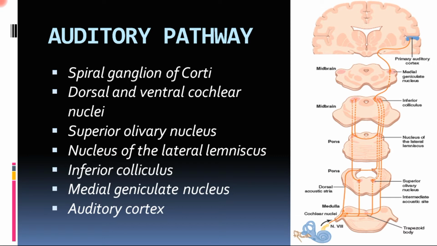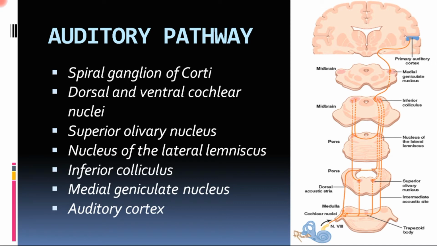However, the crossover occurs and there is supply from one ear to both sides of the cortex. So that doesn't mean that it is only supplying to one side of the cortex. The crossover occurs at three places, and I will mention those three places.